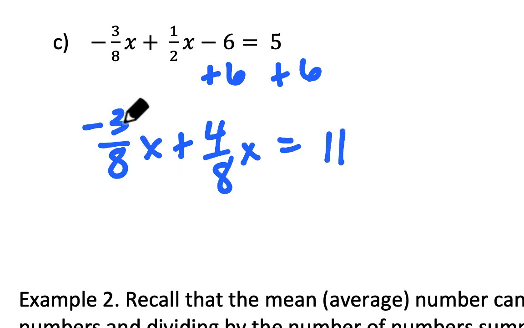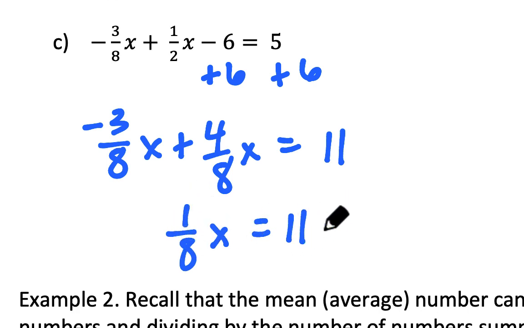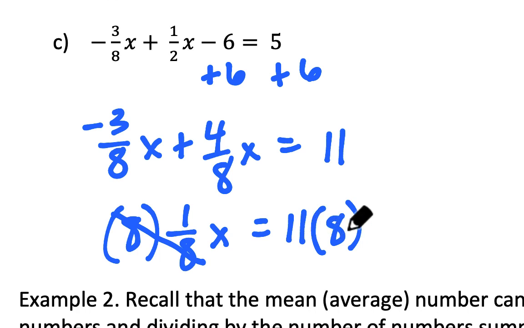Now combining a negative 3 and a positive 4 gives me 1/8x is equal to 11. So 1/8 of some number is equal to 11. To undo this 1/8, you might think I'll divide by 1/8. But a better way to think through that is to multiply by the reciprocal of 1/8, which is just 8. So if I multiply 1/8 by 8, they will undo each other. Now I'm going to multiply 11 by 8, and my value for x is equal to 88.